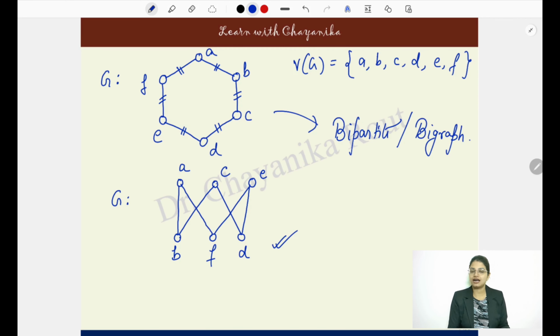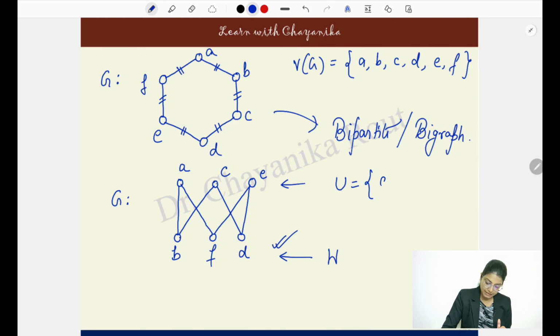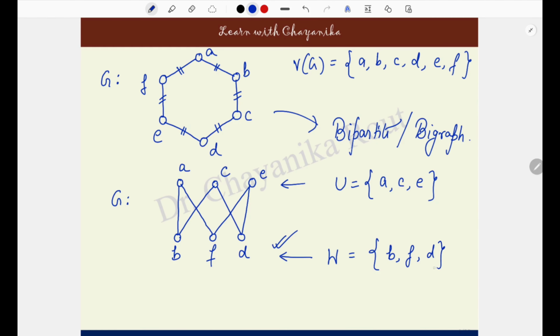Now once you get the graph in the bipartite structure, you can easily determine the partite sets. What are the partite sets? These vertices and these vertices separately create the two partite sets. In general, we represent them by U and W. So U is one partite set containing the vertices A, C and E, and W is the other partite set containing the vertices B, F, D.